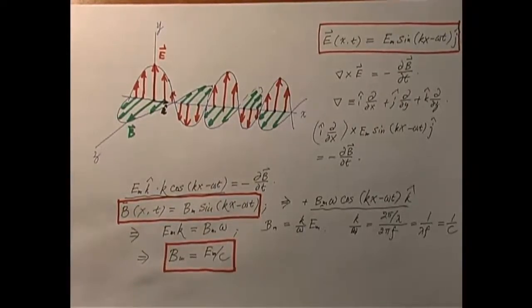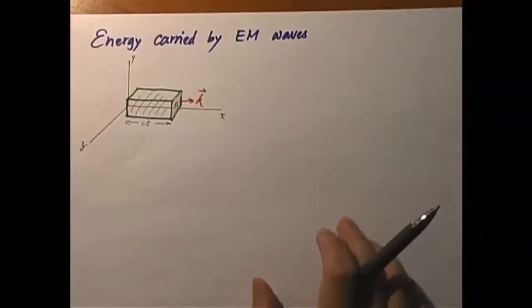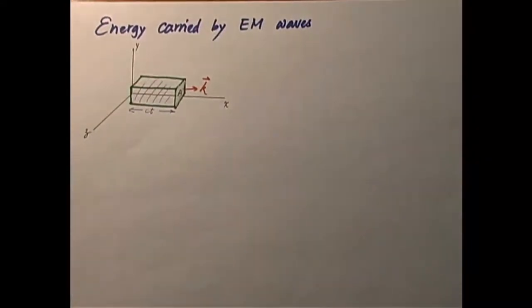Okay, like I said, it doesn't matter numerically that B maximum is a lot less than E maximum. This is based on how we choose units such as Tesla and Newton per Coulomb. What really matters is how much energy they carry. So let us now study the energy carried by an electromagnetic wave.